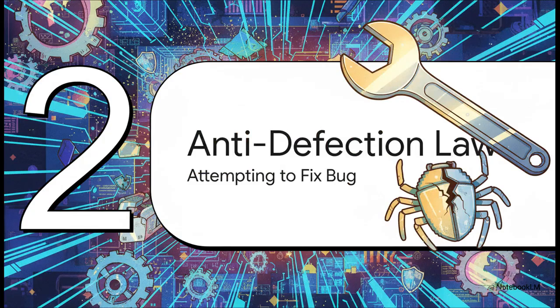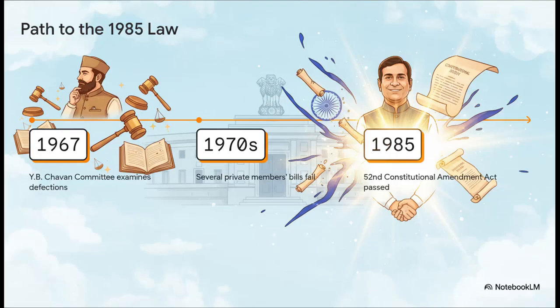Moving to part 2, the anti-defection law, and the attempt to fix this bug. Obviously, when a system crashes this often, you desperately need a patch. The journey to a real solution was, honestly, a long road. It kicked off right when the crisis peaked in '67, with the YB Chavan Committee recommending that defectors just be disqualified outright.